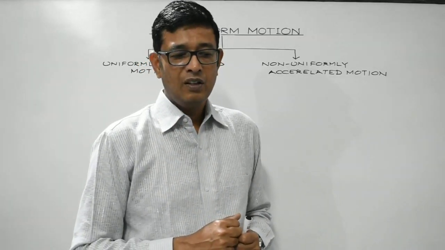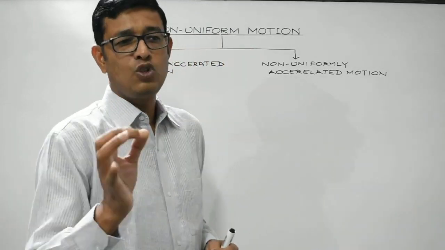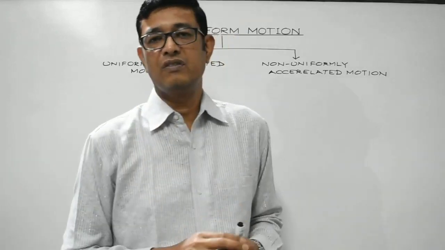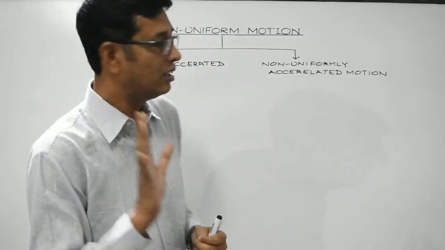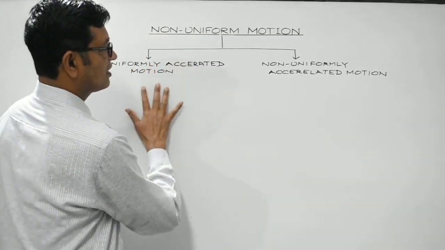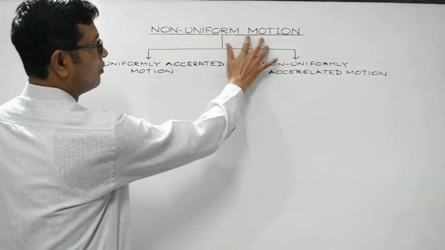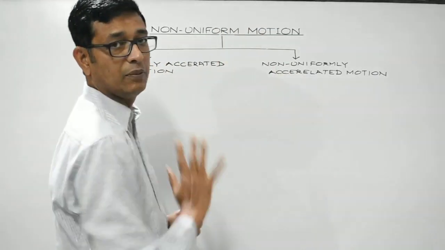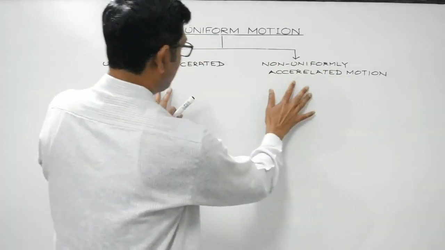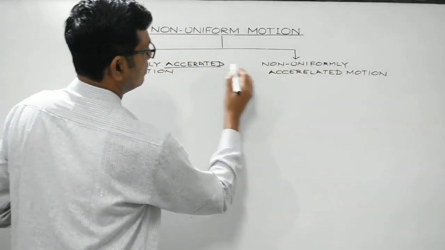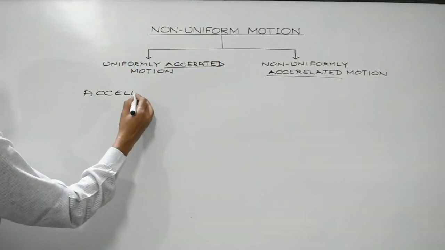Right? Before we start with the further classification of non-uniform motion, we need to be aware of the term acceleration. Acceleration, retardation, the various cases involved, right? Then only we'll be able to understand properly uniformly accelerated motion and non-uniformly accelerated motion. So non-uniform motion can be broadly classified into these two types: uniformly accelerated motion and non-uniformly accelerated motion. But before discussing this topic, we need to be aware of this term, acceleration. So let's start with this particular topic, acceleration.